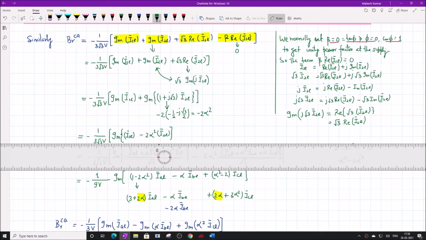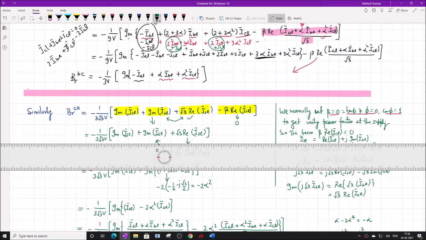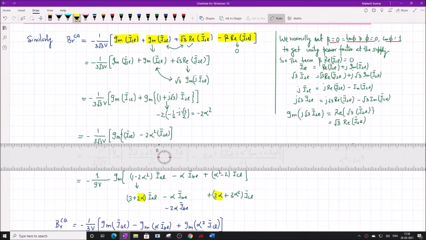Okay, so when you solve for this, there is some trick, because there is one real part and one imaginary part. So how to combine them? As we know, the overall value of B gamma should be imaginary of something. Similarly, B gamma Ca must be imaginary of something. Therefore, we need to have uniformity in simplifying this. So we convert this real part into imaginary part first.